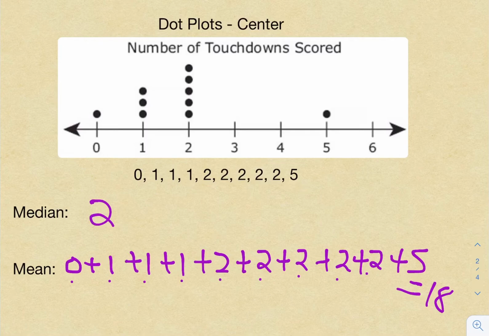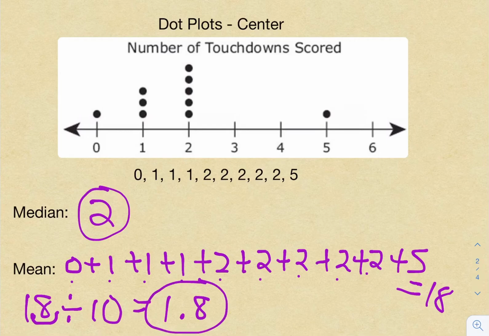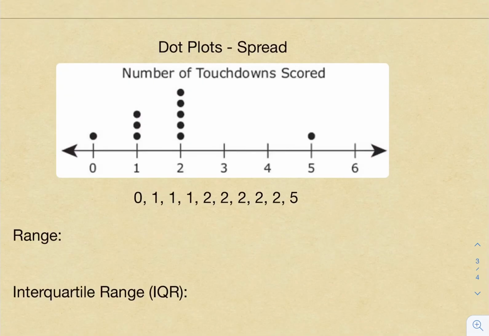What's the next step to find the mean? Our next step is to take our 18 and divide by how many points we have. We have 10 points, and then we have 18 divided by 10. What is 18 divided by 10? We get 1 and 8/10. Some of you may have used long division, but remember, if we're dividing by 10, we move our decimal 1 place to the left. So we have a median of 2 and a mean of 1 and 8/10. And those are pretty close together.